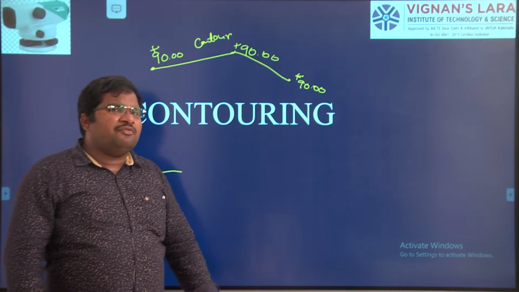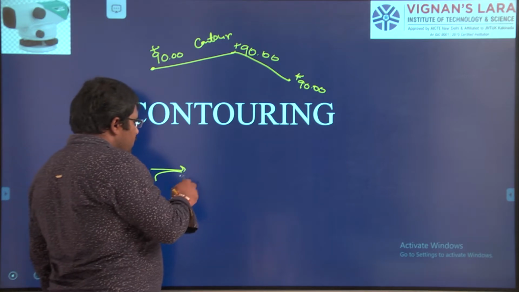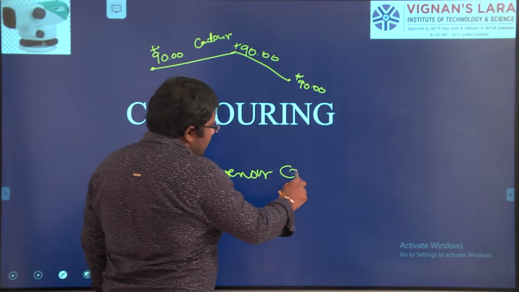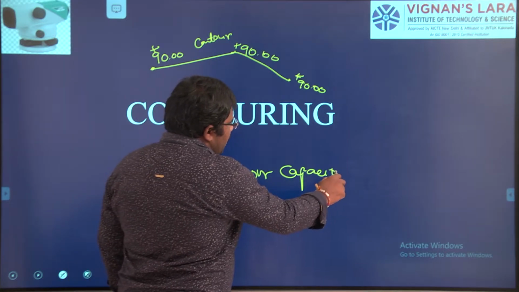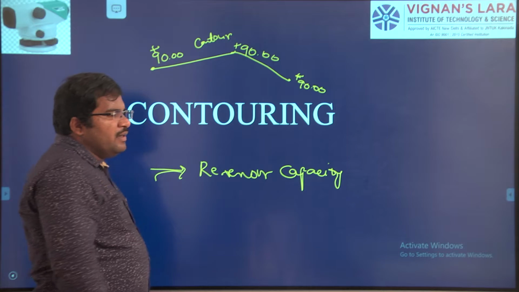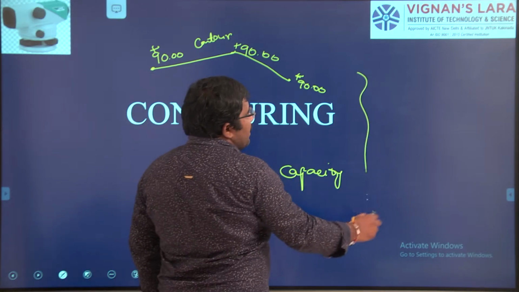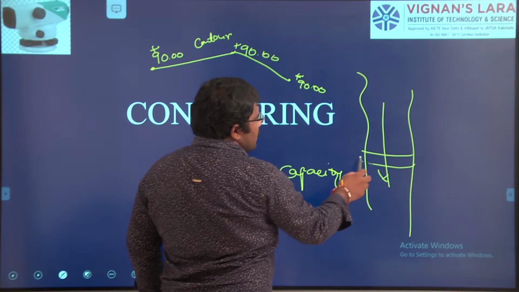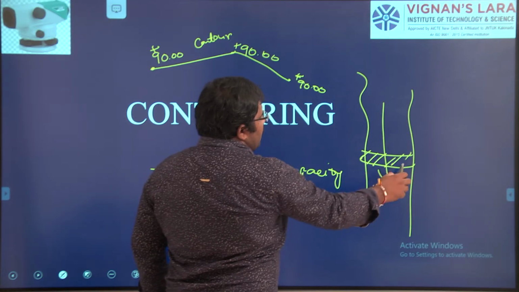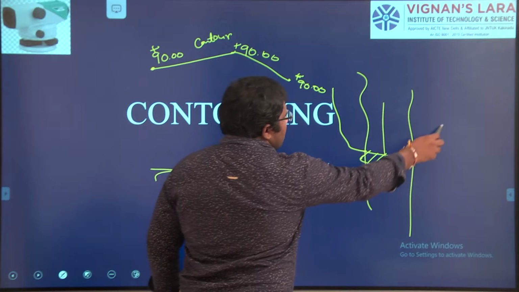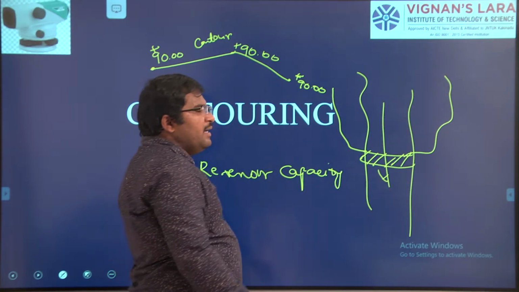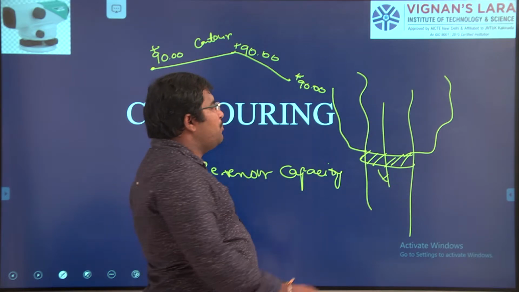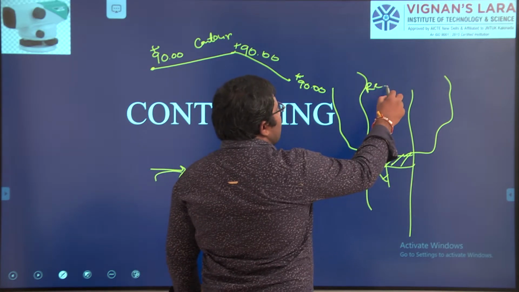And in practical life, we use it to estimate the reservoir capacity. If you want to store water in a reservoir, normally a river will flow like this. We construct a dam across the river. Because of this dam, a big pool of water forms behind it. That pool of water is called a reservoir.